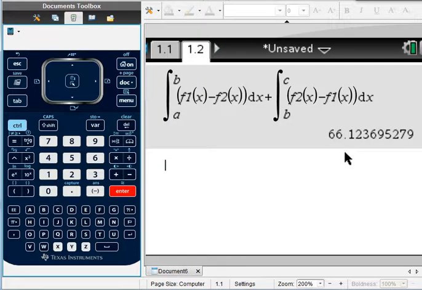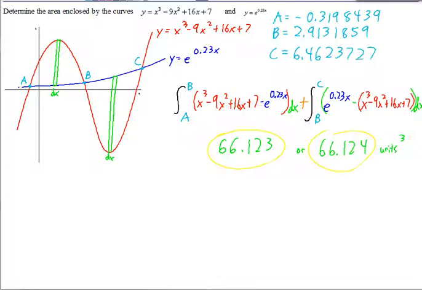And you can see we get the same answer that way, 66.123, or if we round it, 124. And that concludes the notes for AP Calculus on the topic of advanced area and volume problems.